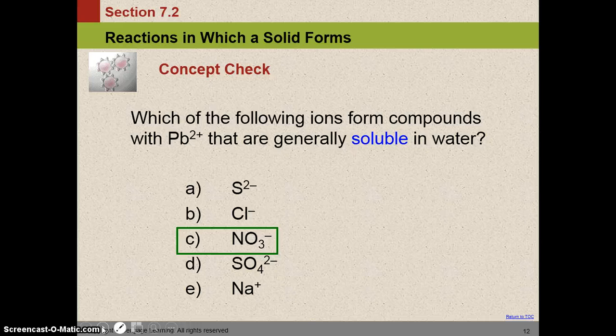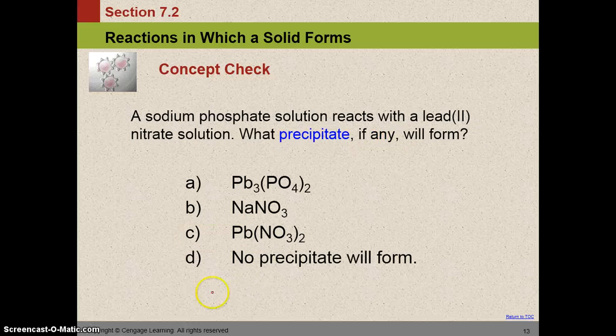You just go back and you check them and you compare them, and then you make a judgment call as to whether or not it's going to be soluble or insoluble. We'll do one last example for this section. This is similar to number 15 in your text that we worked on in class. A sodium phosphate solution reacts with a lead-2 nitrate solution. What precipitate, if any, will form?